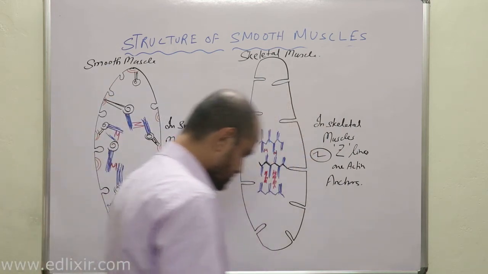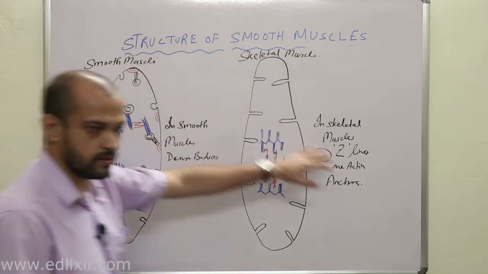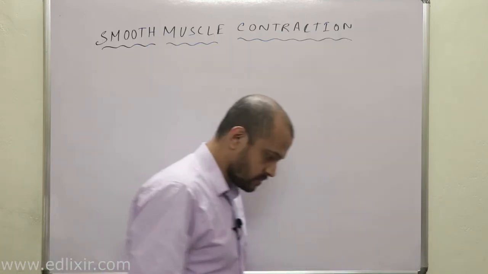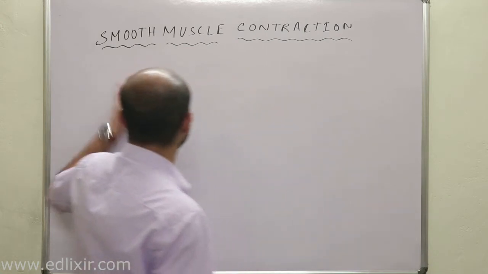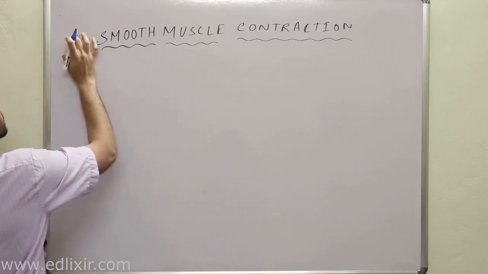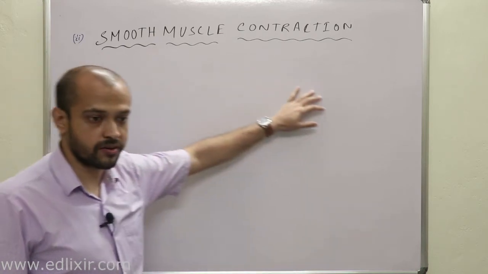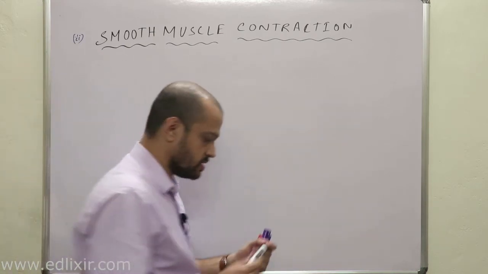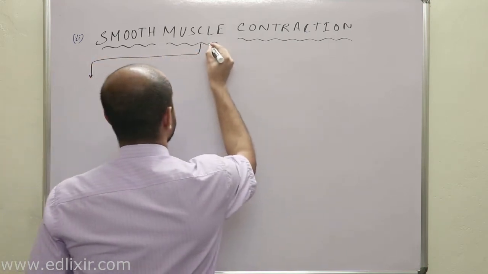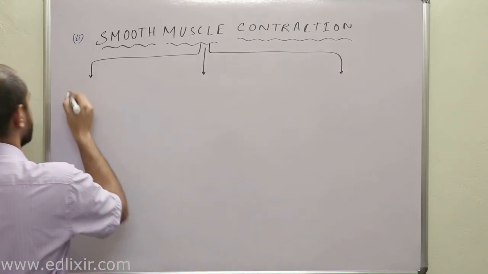So this brings us to the electron microscopic structure of smooth muscle. Now we will be talking about the second part, that is the contraction of smooth muscle. Before we start this second point in our lecture, we must understand that we will be dividing the smooth muscle contraction topic into 3 different parts.